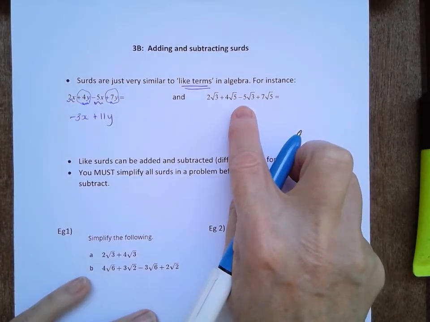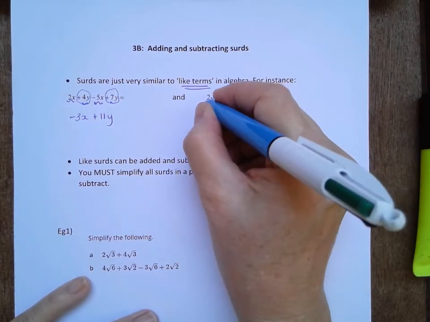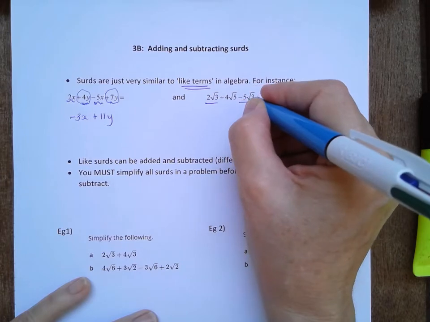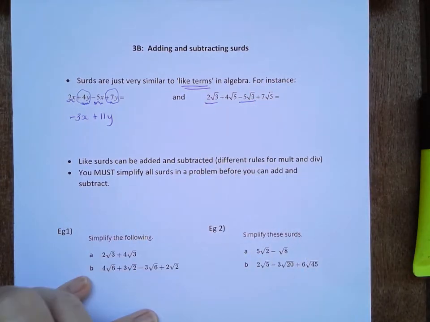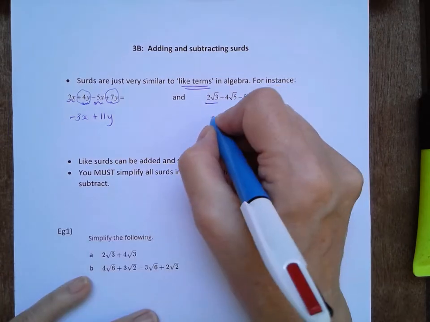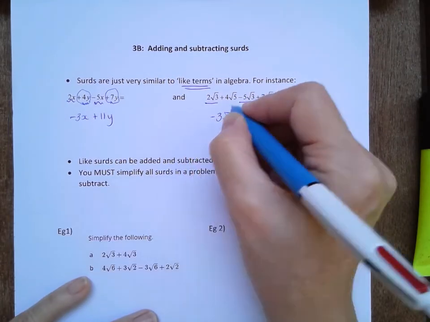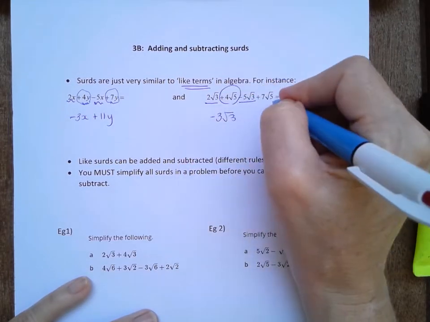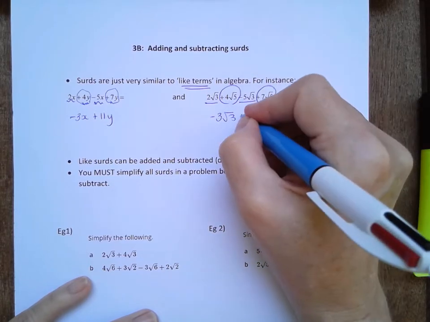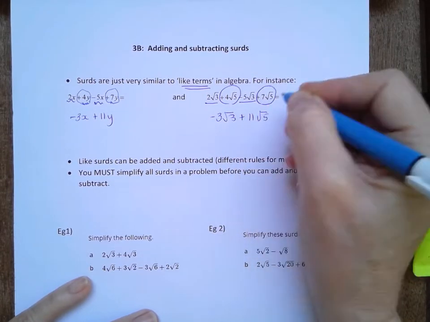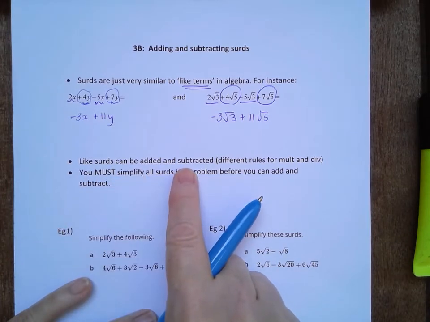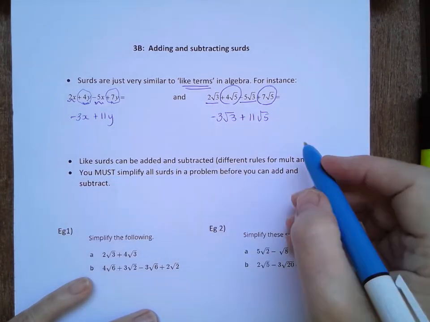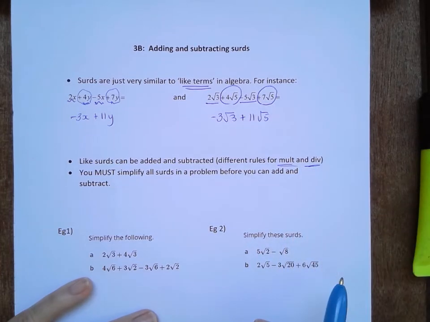So for instance, these, I go, okay, these both have a root 3. So I can combine the numbers just in front and keep the root 3 as the like term. So I get negative 3 root 3. And then here's these, same, plus 11 root 5. So really easy, just like terms. Okay, so like surds can be added and subtracted. And there are going to be different rules for multiplication and division.